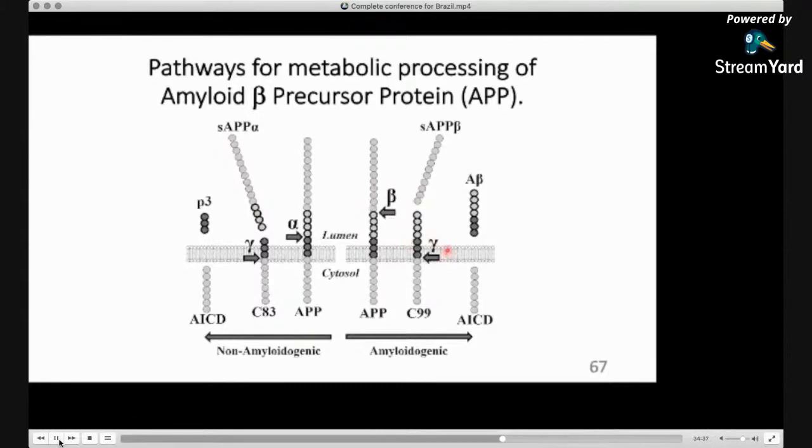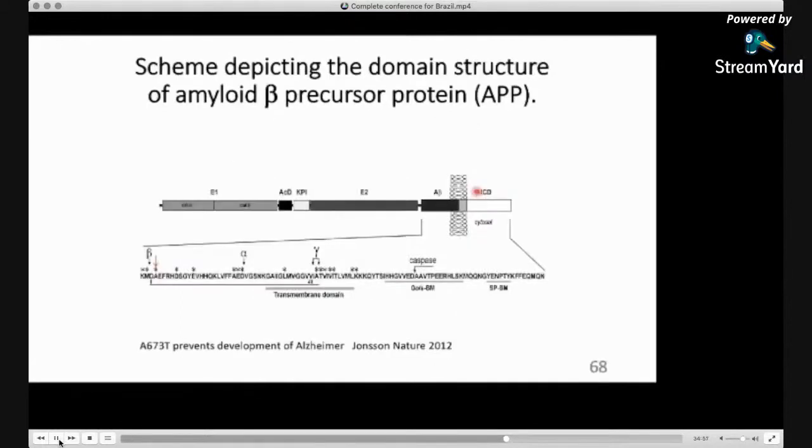this produces short 42 amino acid long beta amyloid peptides that aggregate to one another forming amyloid plaques that interfere with synaptic transmission, leading to neuron death and memory problems. This scheme illustrates the amino acid sequence of the transmembrane part of the amyloid precursor protein. We can see the position of the beta, alpha, and gamma secretase cut sites.